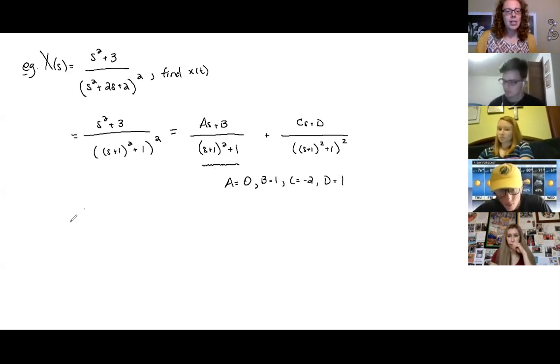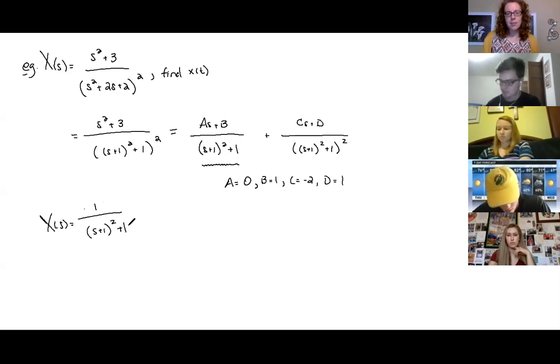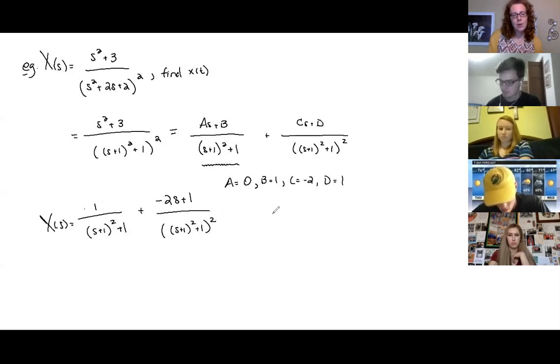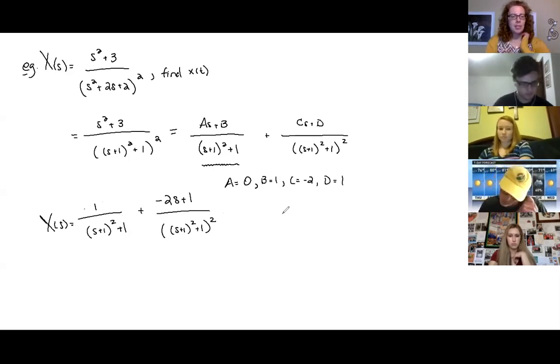So let's put this back together into partial fractions, and then we'll see what we have. x of s is, I'm just going to skip the A because it's 0, 1 over s plus 1 squared plus 1. That's my first piece. Plus negative 2s plus 1 over s plus 1 quantity squared plus 1, and all of that is squared. There are like 18 squareds in this problem.